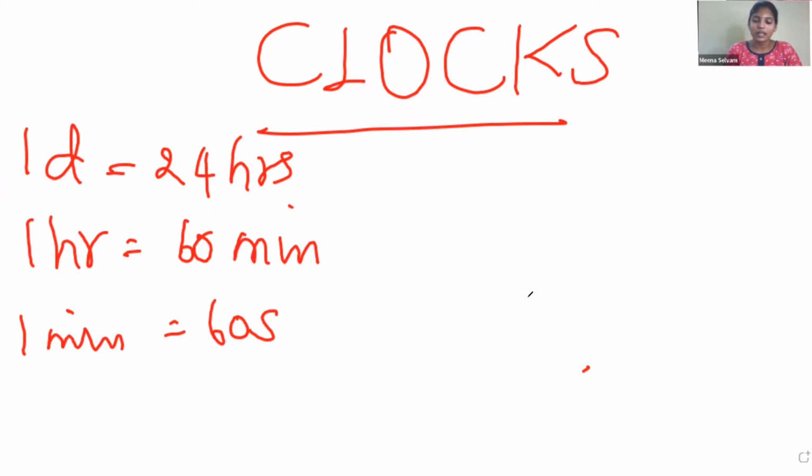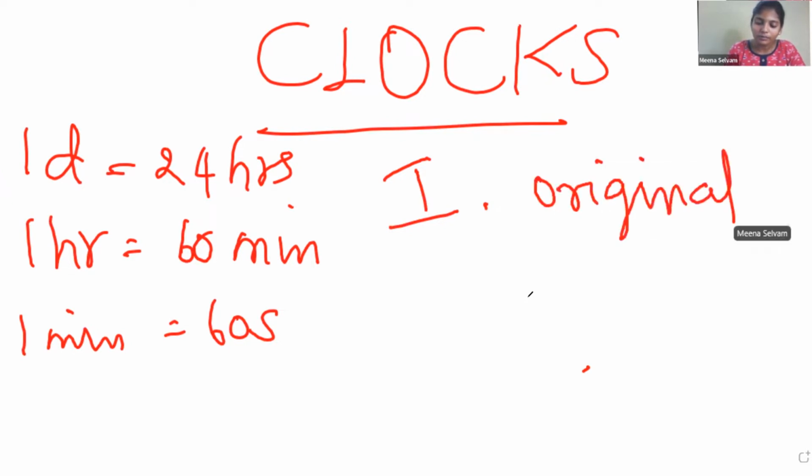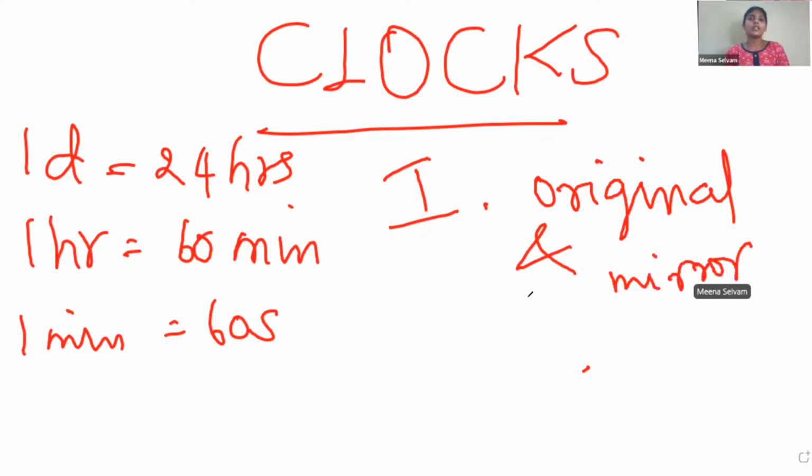And we are going to solve these clock types of sums. There are various types of sums. Each type, when I'm explaining, I'll tell you the tips. The first type of question they can ask you is the original clock and the mirror clock. A mirror clock is when the clock shows a time, and its mirror image shows a different time. They'll ask you to find the correct time of the particular clock.